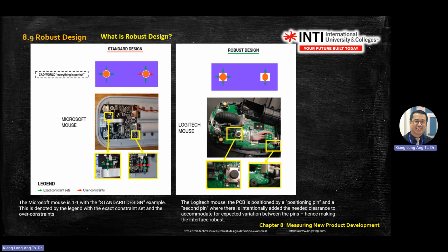But if you have a rhombus design, you have a space for you to play around. It means you can fit the thing exactly at the position you want it. There's some room for you to play.